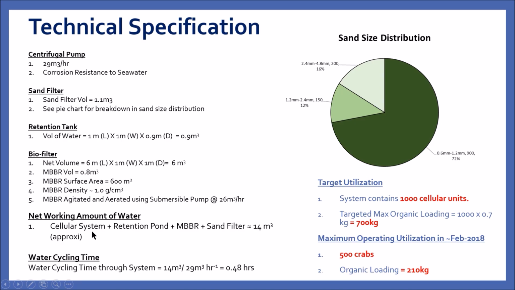The amount of water we have in the system will consist of what we have in individual boxes, which is about 7 to 7.5 liters per box. And 1,000 boxes will give us 7.5 meter cube, plus the retention pond, plus the volume in the moving bed bioreactor, as well as the sand filter, which approximately gives us about 14 meter cube. Water is being cycled through the system at about 0.5 hours, which is half an hour per cycle. We have previously run this up to a maximum of about 700 to 800 crabs with organic loading of 300 to 400 kilos.